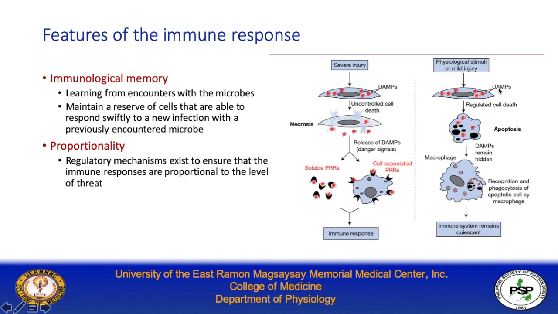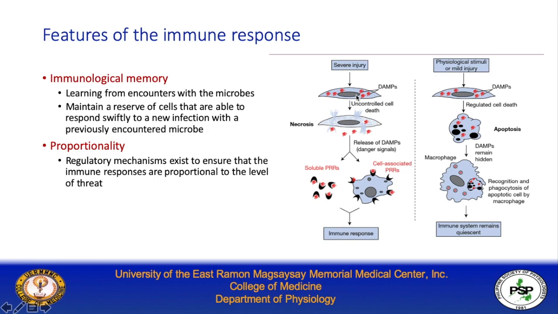DAMPs, on the other hand, are endogenous proteins of the cell. These are called danger-associated molecular patterns. So whenever the cell is injured, these DAMPs would be expressed, which results in cell death or apoptosis. Now, this apoptotic cell will then be ingested by another immune cell, your macrophage. So at this point, during mild injury, the immune system remains quiet.